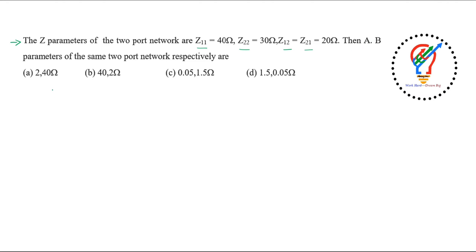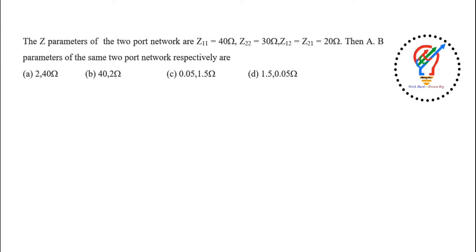I'm not going to discuss the derivation part, so I simply write the formulas here. We need to find the parameters A and B. First, to find the parameter A, I like the shortcut: A is equal to Z11 divided by Z21, which as per the given question is 40 divided by 20, which is nothing but 2. The A parameter has no units, so remember, no units here.